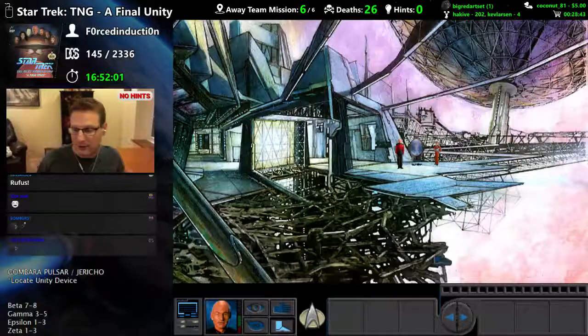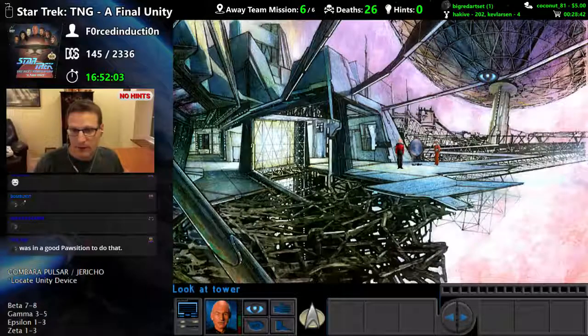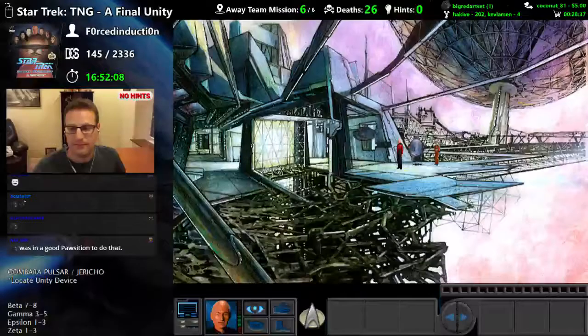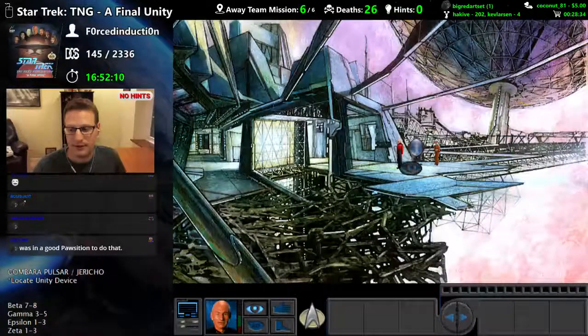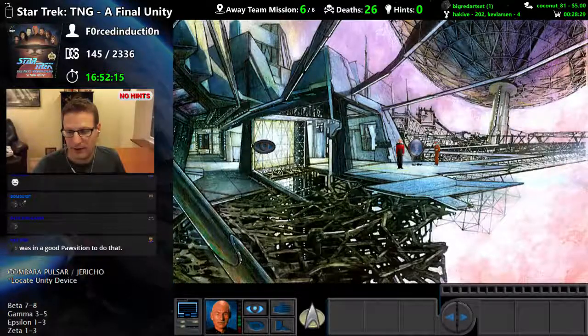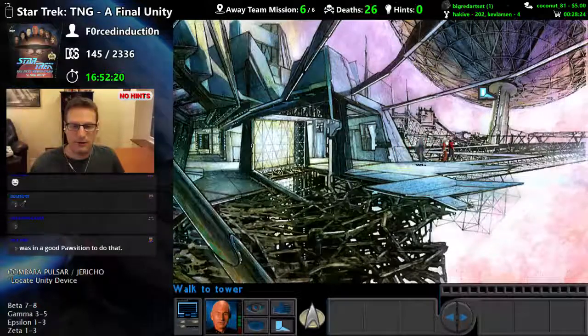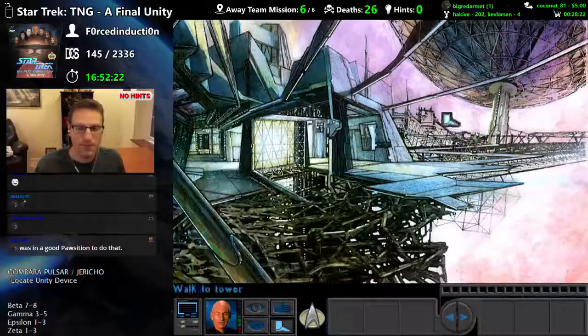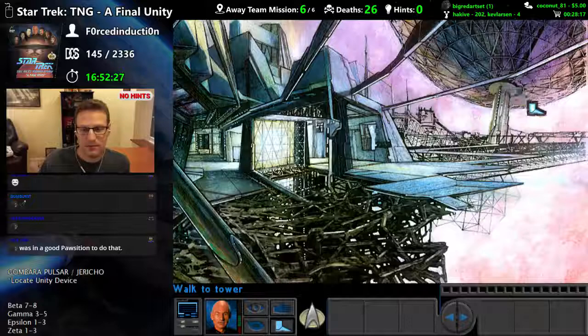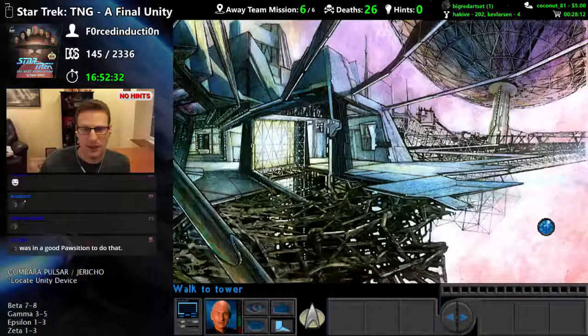All right, what do we have here? We have a tower. That must be the Unity Device Control Center. Anything else here? Oh, yeah, there was something down here. Oh, just Admiral Broadback. Okay, yep, I guess to the tower we go. Oh, we warped up into it. That's quite an elevator.